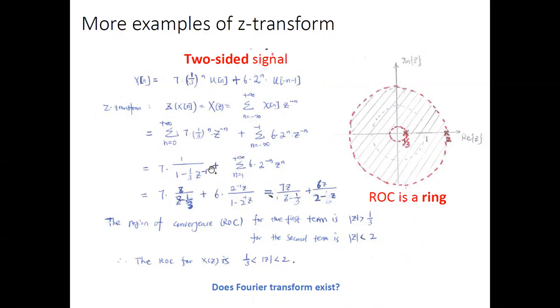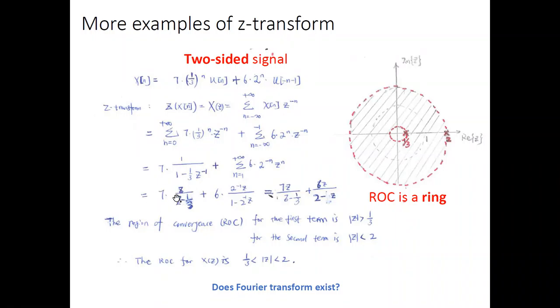We can apply the formula for the summation of a geometric series with common ratio. 7, don't forget this constant coefficient. The first term in the numerator is to the power 0, which is 1, over 1 minus the common ratio, (1/3) z to the power minus 1. For the second term, we change from n to minus n, so the index region changes from minus infinity to minus 1, to 1 to plus infinity.